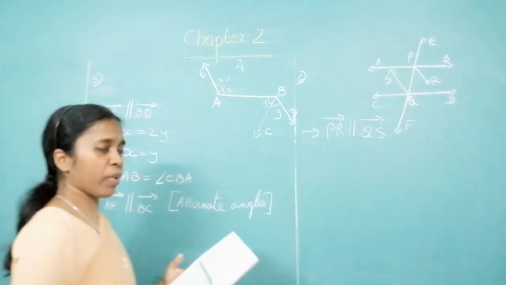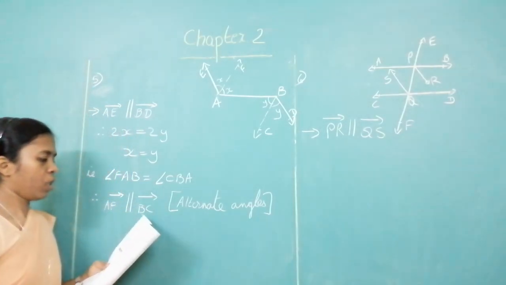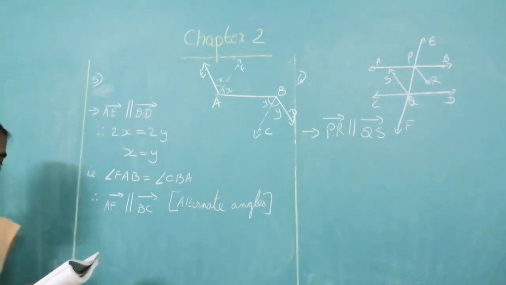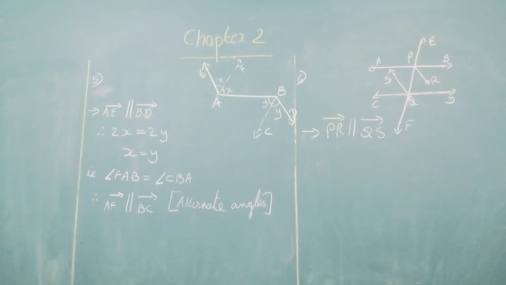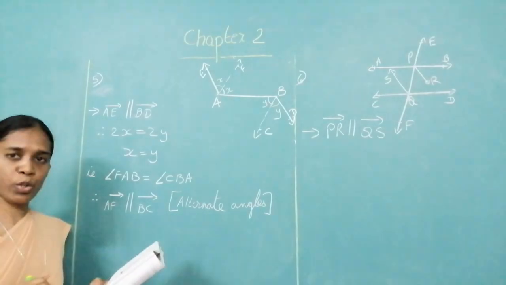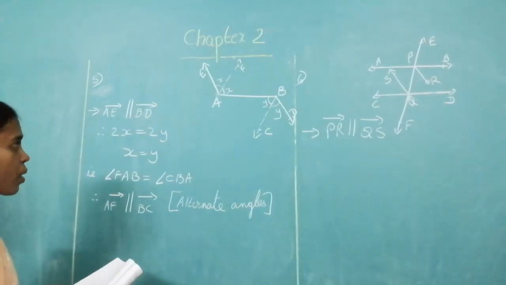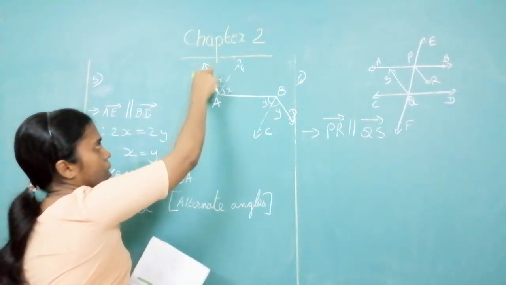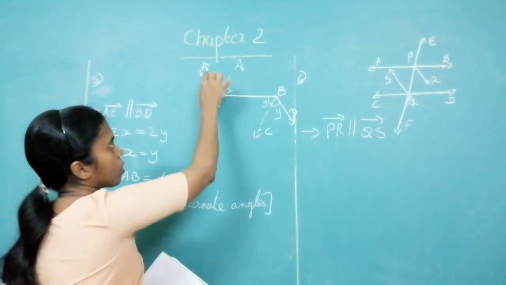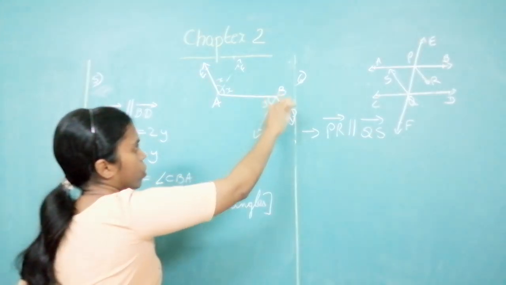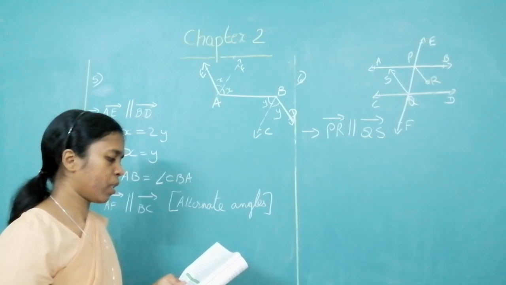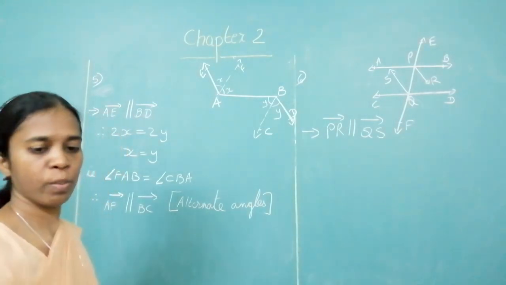Okay, we shall see question number 5. In figure 2.2, ray AE is parallel to ray BD. Look at the diagram. I suppose the diagram is clear to you. Ray AE, this is the ray, and BD. I suppose this is clear to you. This is parallel to this. Okay, that is given. Now, AF and BC are bisectors. You have to show that AF is parallel to BC.